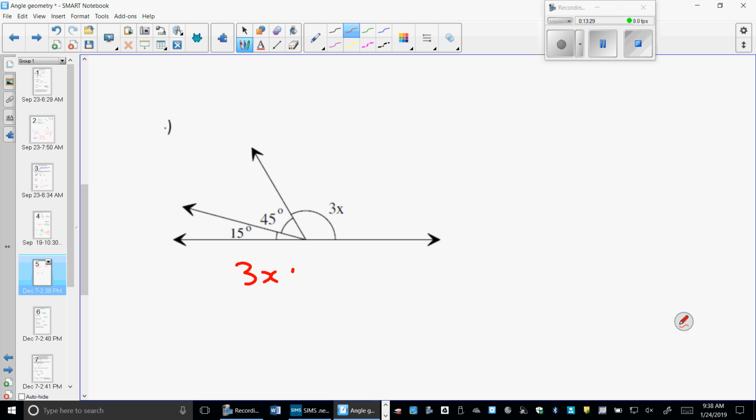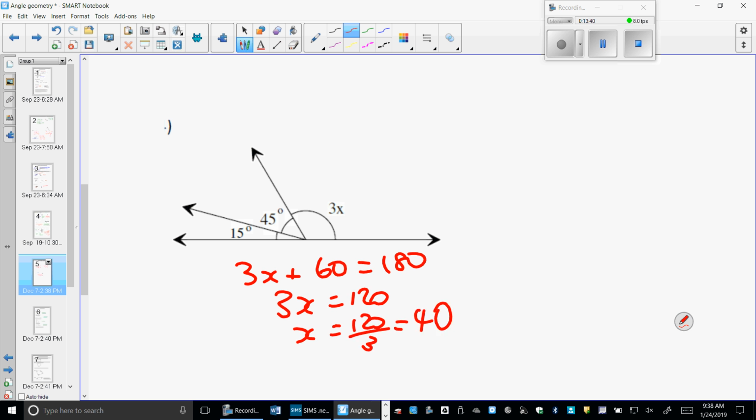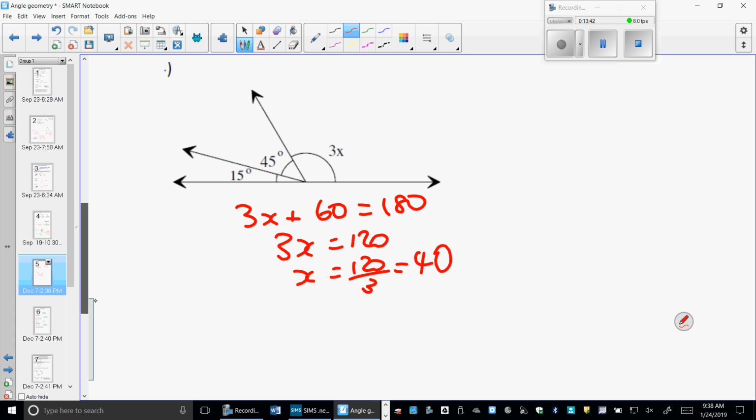3x plus 60 will equal 180, yes? 3x is 120, x is 120 over 3, which is 40. Okay, straightforward, nice, easy.